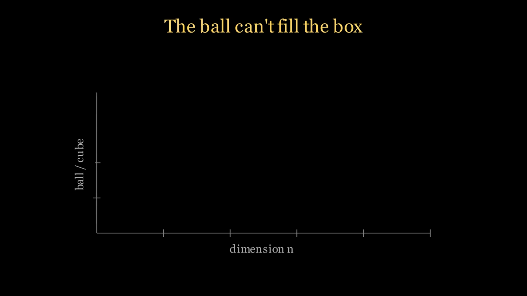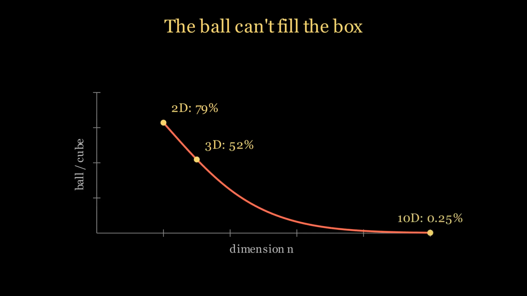Now compare the ball to the box around it. Fit a unit ball snugly inside a cube. In 2 dimensions, the disk fills about 79% of the square. In 3 dimensions, the ball fills only 52% of the cube. 4 dimensions, 31%. By 10 dimensions, the ball occupies 1/4% of the cube. The sphere shrivels into the very center, while the box stays full size. Almost none of the cube's volume is anywhere near the middle.